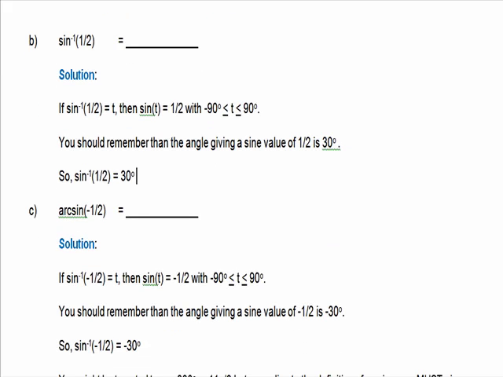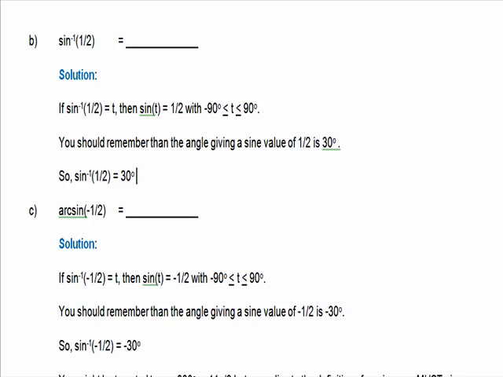Inverse sine of a half. Well, again, although I could use my unit circle, this is one where I need to use one of my special values. I don't think well in the inverse notation, so I convert this to the regular sine notation. If inverse sine of a half is t, then sine of t is 1/2. And again, t needs to be between negative 90 and 90.